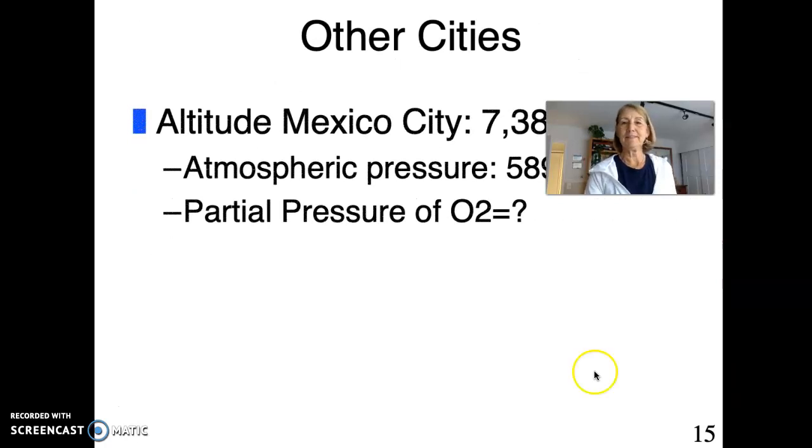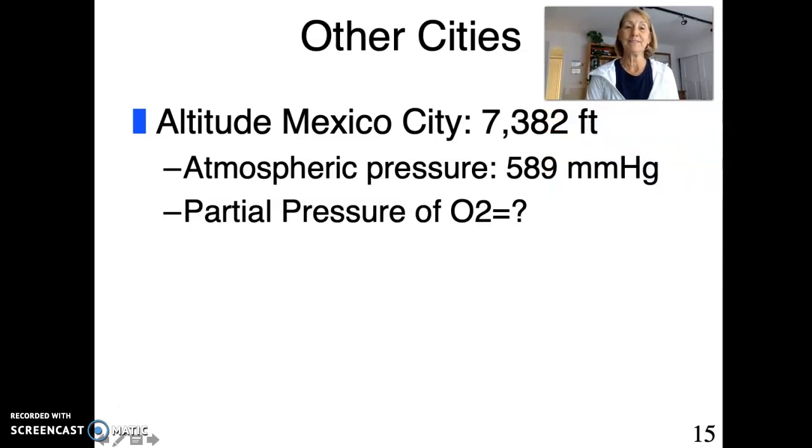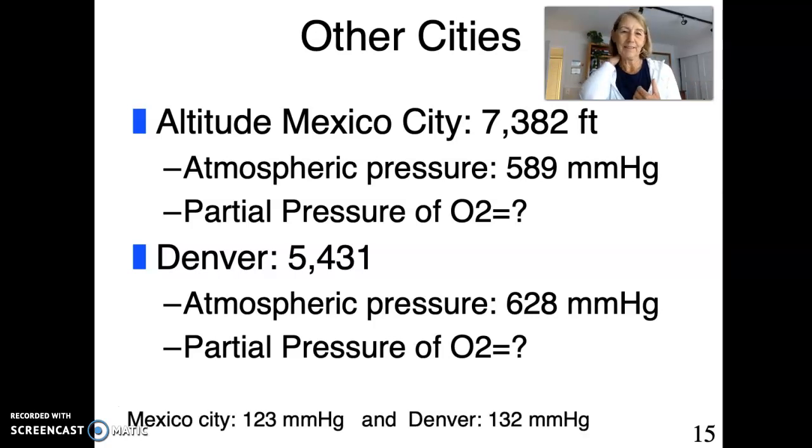Just some ideas of other cities to put it into context for you. Mexico City is really high. It's 7,000 feet. Atmospheric pressure is 589. So you can calculate these. Denver is 1 mile high. I want you to calculate those and see what it is. When you go to Mexico City or Denver and you run up those stairs, oh my gosh, you are out of breath because you don't have enough of that oxygen. As a giveaway, in Mexico City it's 123. In Denver, it's 132. So you're more out of breath in Mexico City than in Denver.